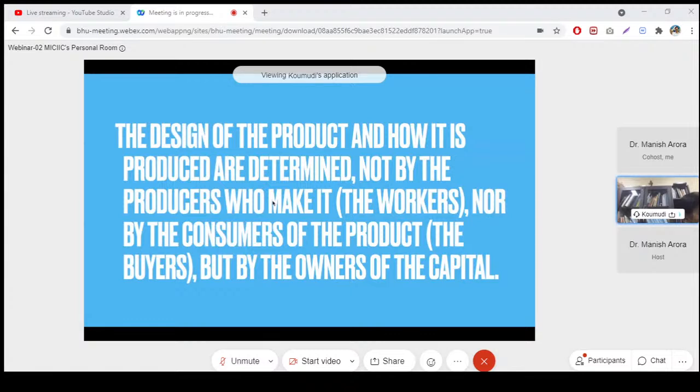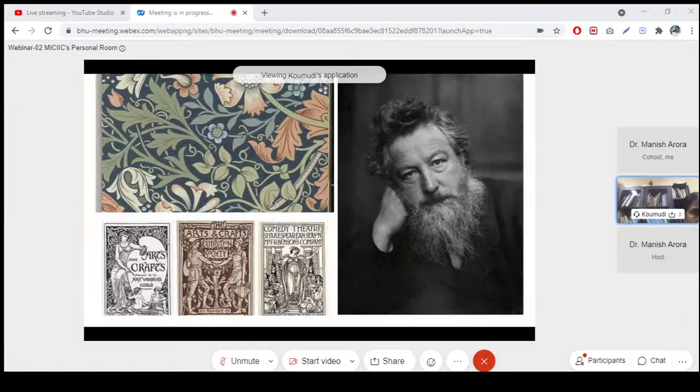This maximum profit could be gained at the cost of the consumer, the producer, or the environment by the capitalist. This led to what Karl Marx would call the alienation of the worker and the consumer from the product in the 19th century. Of course, there were designers and design movements that opposed this alienation of the worker and the consumer from the product. But they did not gain mass following.